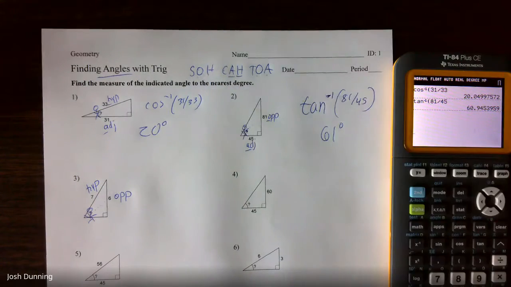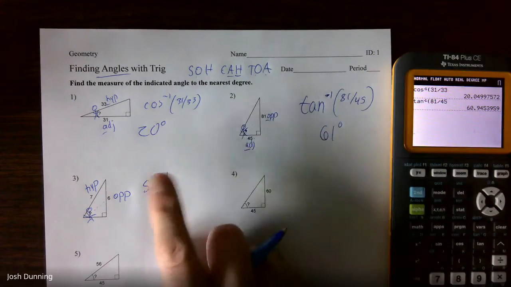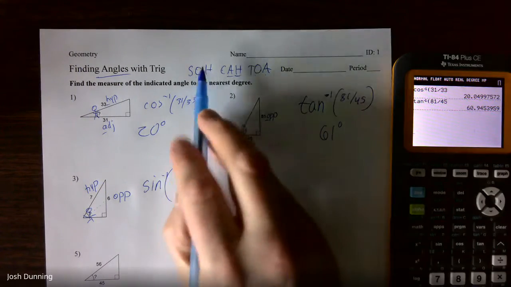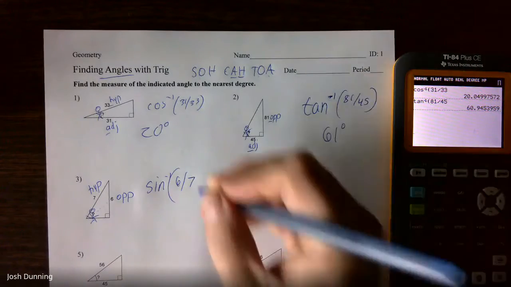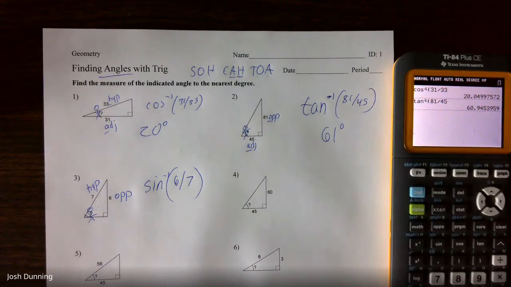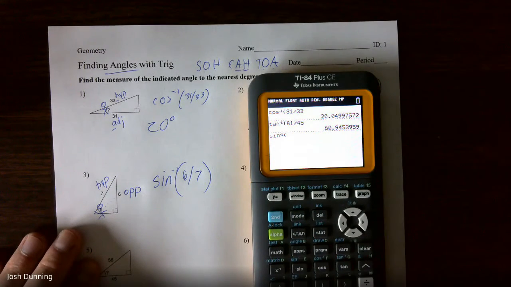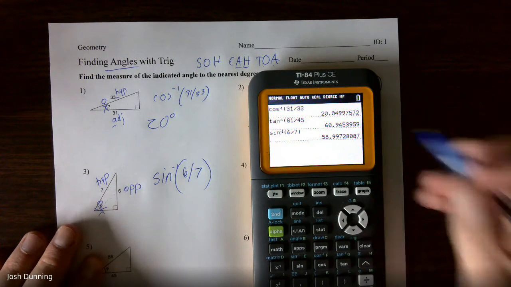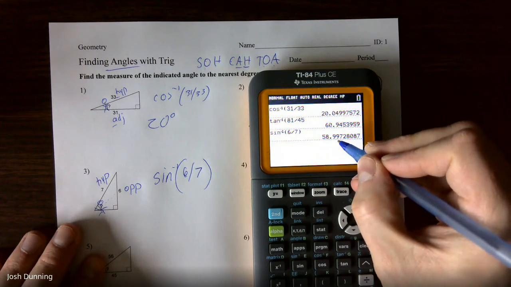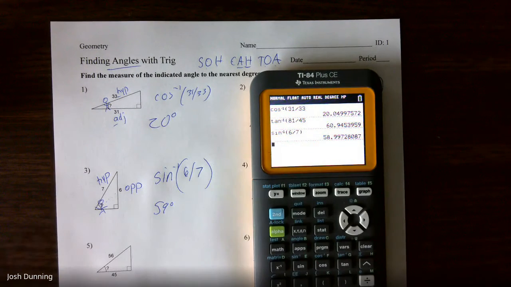O and H, sine, but we want the angle, so we do the -1 thing. O, then H, so 6, then the 7. Second, sine, 6 over 7. The 0.9 bumps that 8 up to 59 degrees.